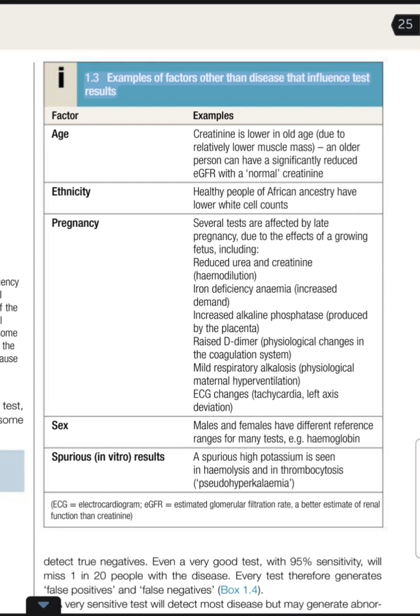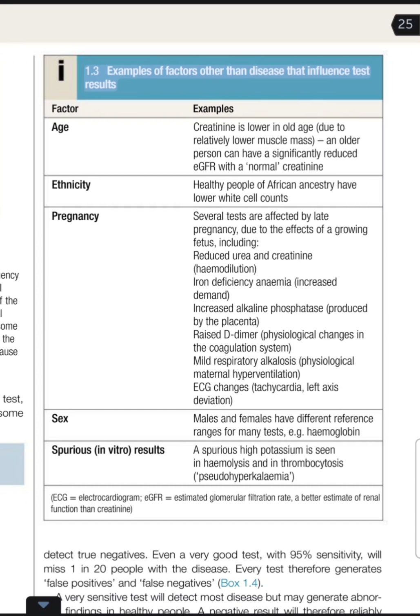1.3 Examples of factors other than disease that influence test results. Factor examples. Age: creatinine is lower in old age due to relatively lower muscle mass. An older person can have a significantly reduced eGFR with a normal creatinine. Ethnicity: healthy people of African ancestry have lower white cell counts.